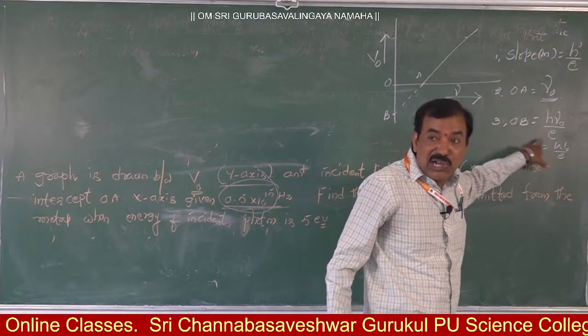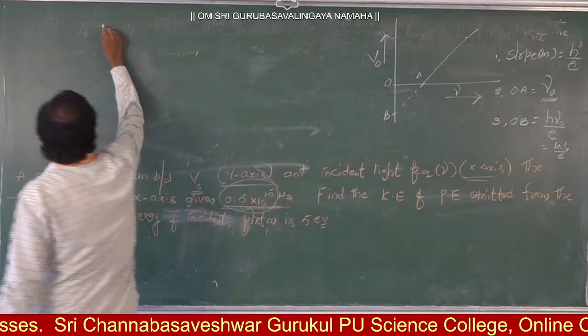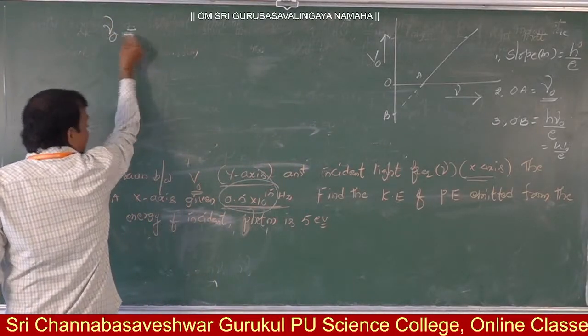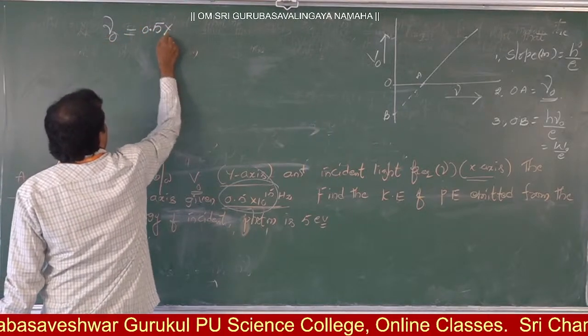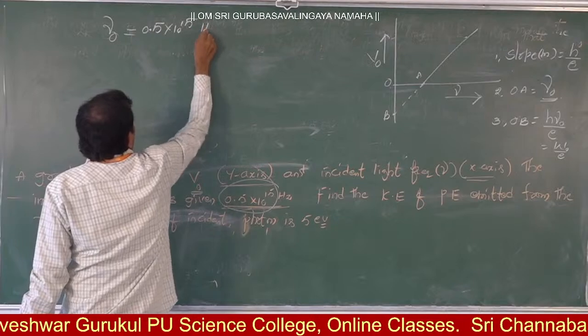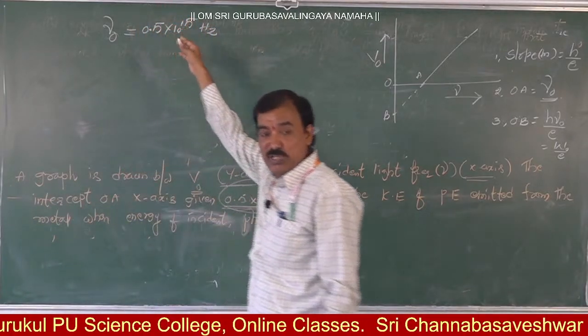Those students who got this point, the remaining part is very simple. This threshold frequency is given, so nu naught is equal to 0.5 × 10^15 hertz. Almost 50-60% of the sum is completed here; only 20% of the question is given.